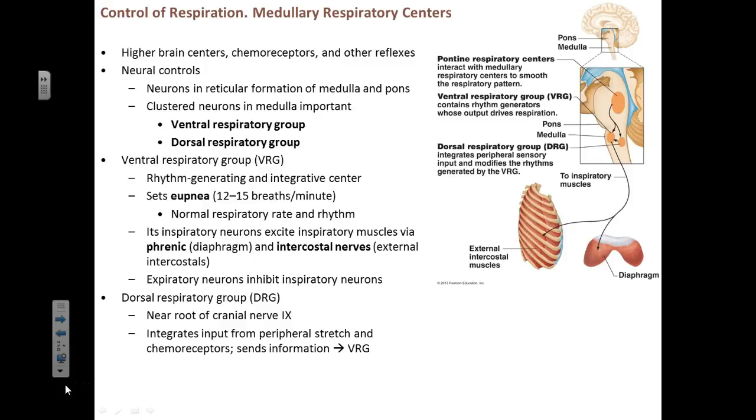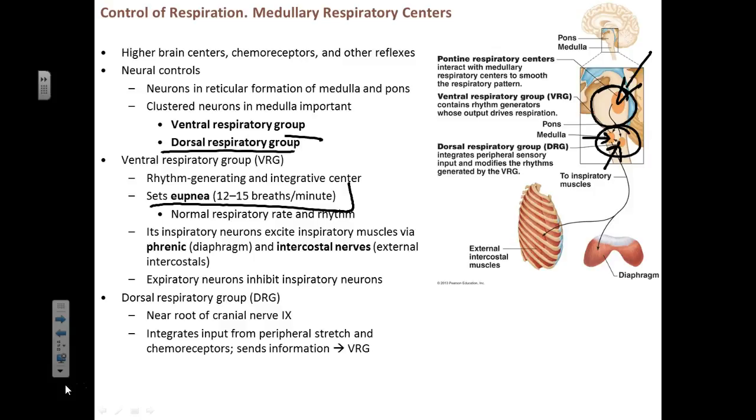Now, control of the respiration is in the pons and the medulla. There's a ventral and a dorsal respiratory group, so you can see the ventral here and dorsal here, and the pontine respiratory center here. Ventral respiratory group sets up the normal breathing rate that is called eupnea. Essentially neurons excite the diaphragm and intercostal muscles to make a breath.